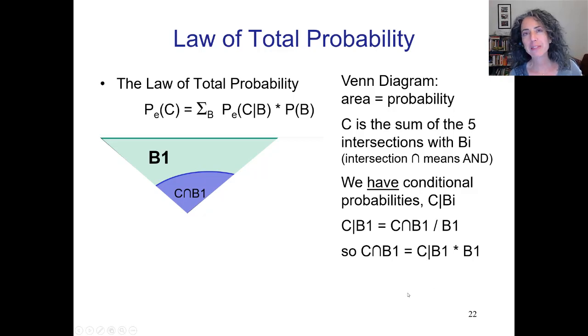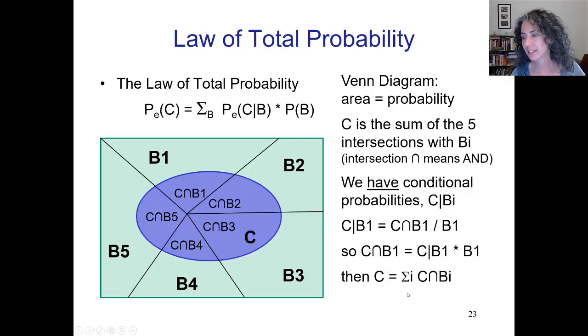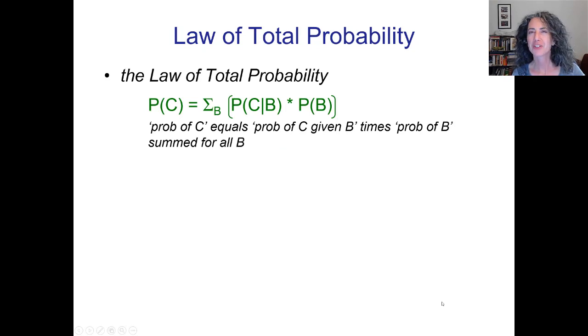And then to estimate the entire event C, I have to come back and sum up all of these intersections of C and each of the B's. So C is going to be equal to the summation of all of my B and C intersections. Okay, so that's showing total probability with Venn diagrams. And some of you might prefer that, and some of you might prefer a more verbal example.